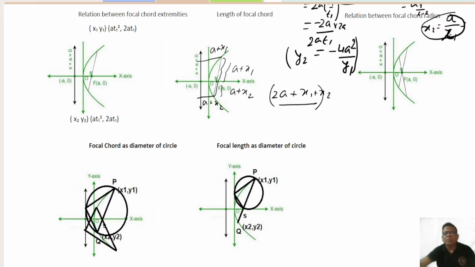Is the length of focal chord. Now come to the focal chord as the diameter of circle.